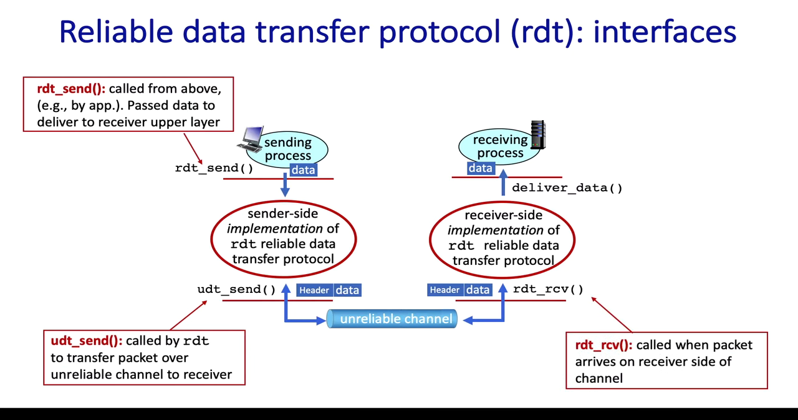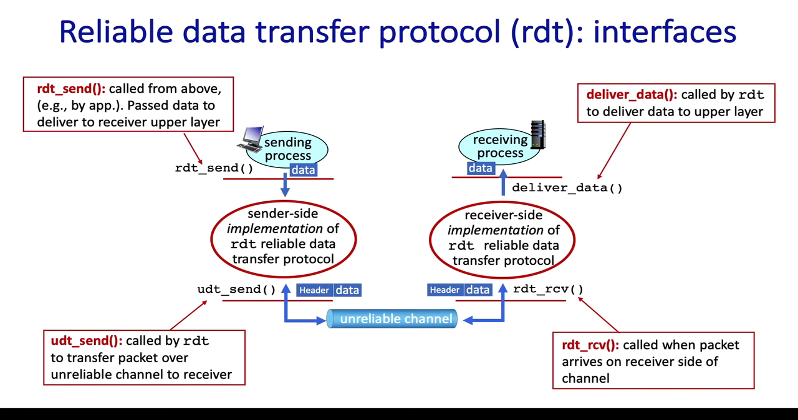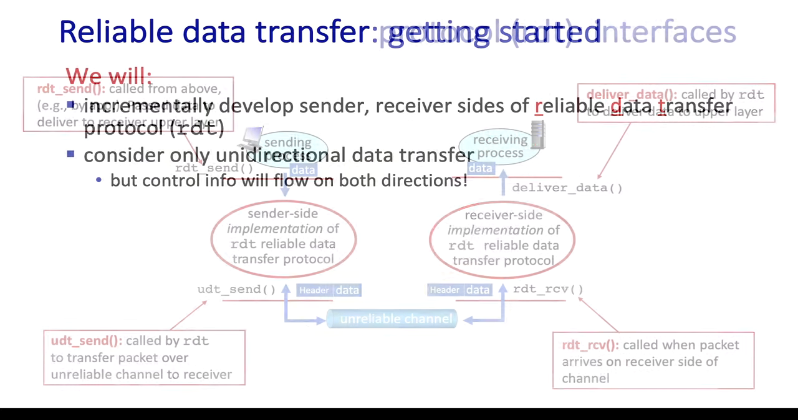On the receiving side, when a segment does pop out, it will have a header and also a data component to the segment. The receiving side will then deliver data up to the receiving process at the application layer in such a way that every piece of data sent down from the sending side is delivered exactly once and in order to the receiving process.